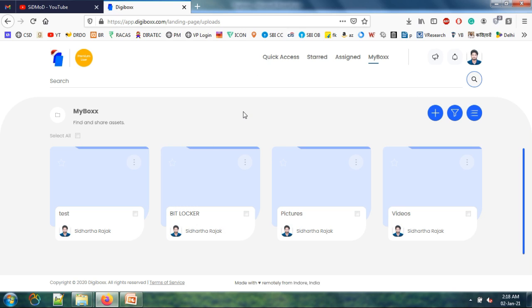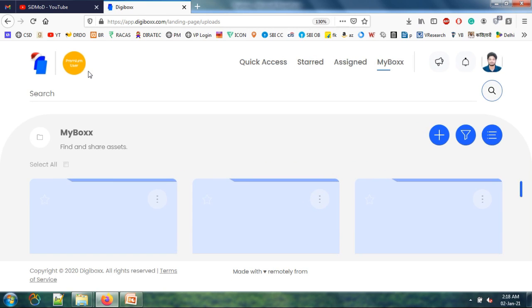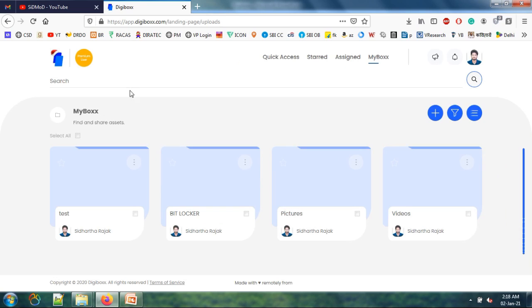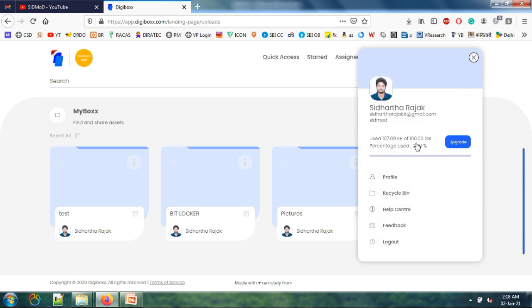So this is my Digiboxx, and you can see the premium user tag. Actually, I have opted for the rupees 30 plan just for testing purposes. As you can see, I have paid rupees 30 for the 100 GB plan, and I have used only 100 KB till now. So now I will show you the real prices.